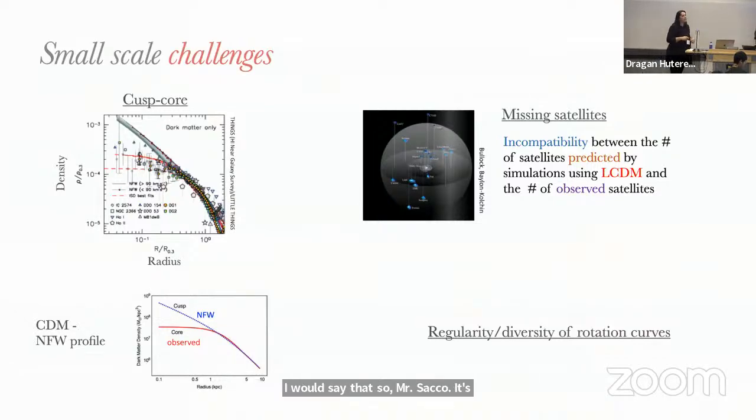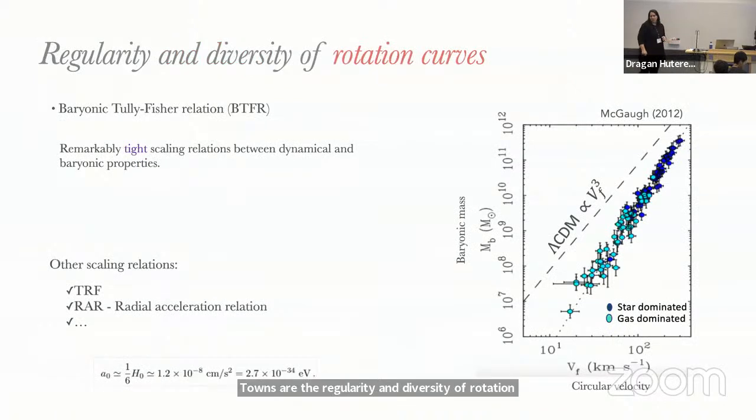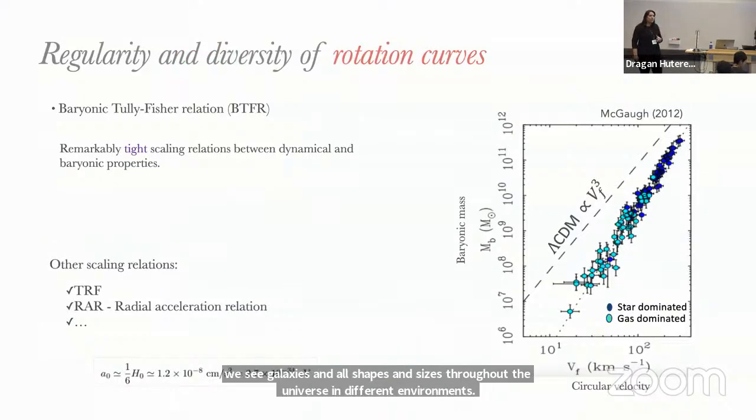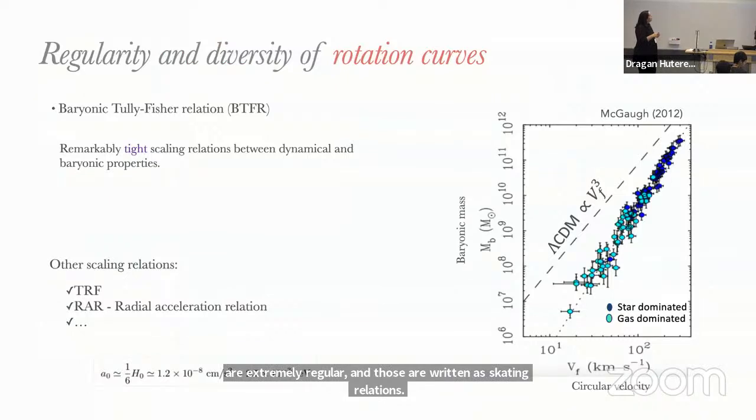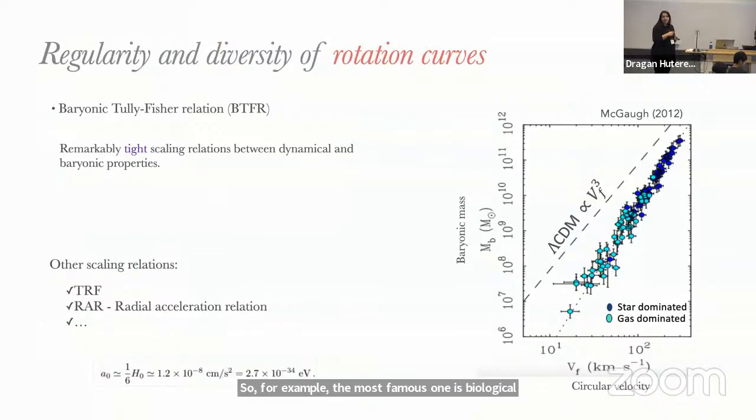But the small scale challenge that I like the most is the regularity and diversity of rotation curves. Although galaxies are very diverse, so we see galaxies in all shapes and sizes throughout the universe in different environments, they are extremely regular. And those are written as scaling relations. For example, the most famous one is the baryonic Tully-Fisher relation, which is this remarkably tight scaling relation between the baryonic mass of these galaxies and the circular velocity. Here we write it as the final velocity. Each point here is a different galaxy. And all of those galaxies have completely different amounts of baryons, completely different amounts of dark matter.